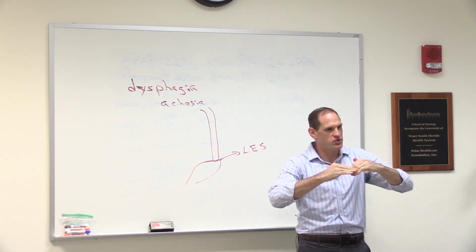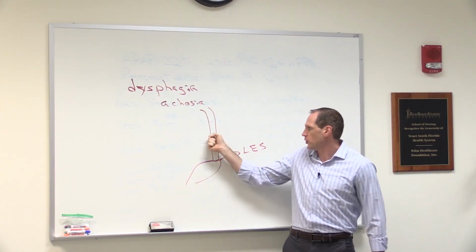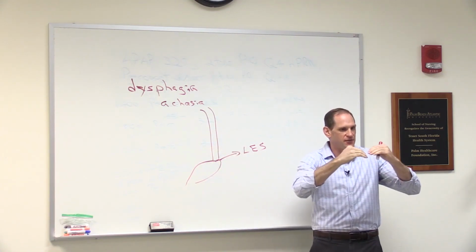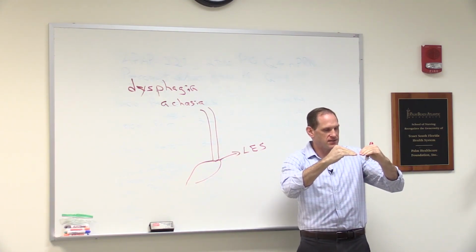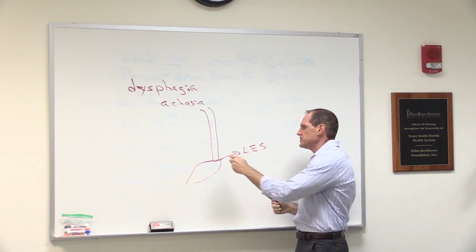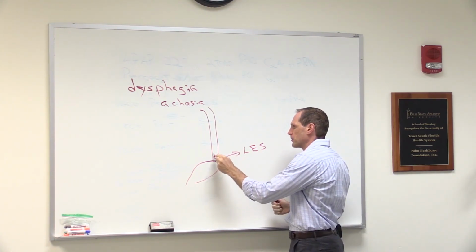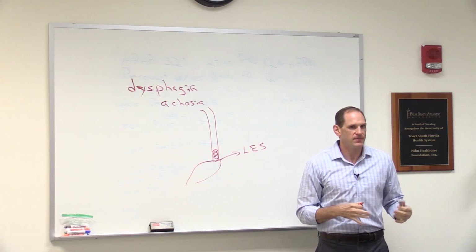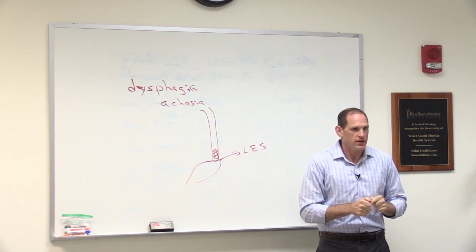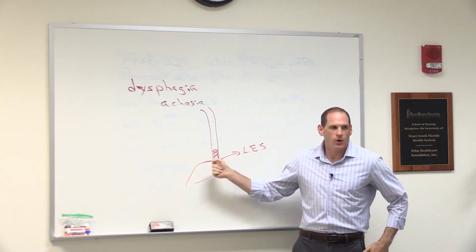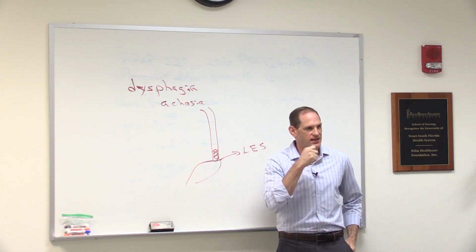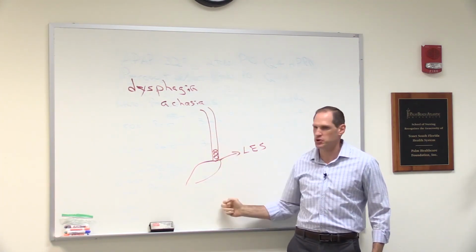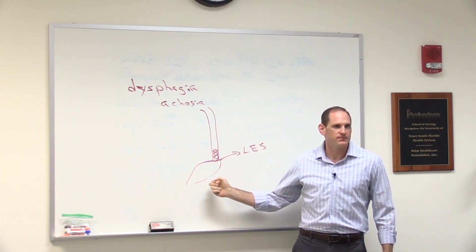So the LES, its job is to prevent stomach contents from going back up into your esophagus. But sometimes that sphincter becomes stenotic and it doesn't let food through. And so what happens is you get a buildup of food particles here. And then that can cause dysphagia. So when this happens, what patients will do is they'll eat several bites and then they'll have to drink a whole bunch of water and hopefully it'll kind of push the whole thing through.